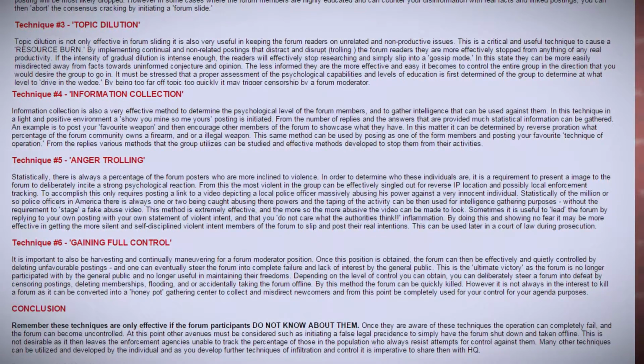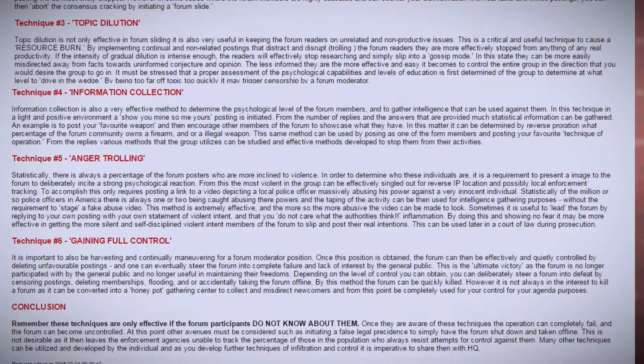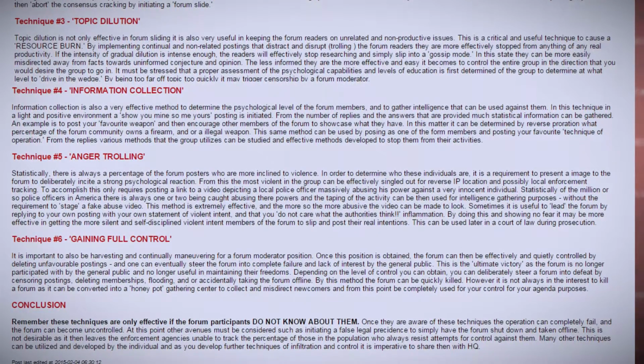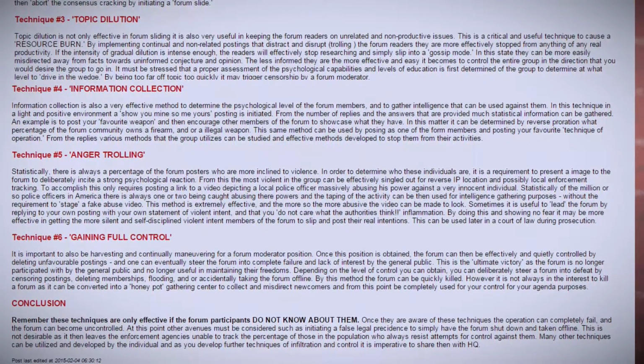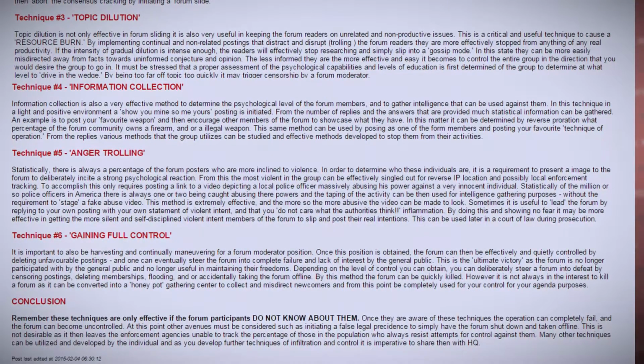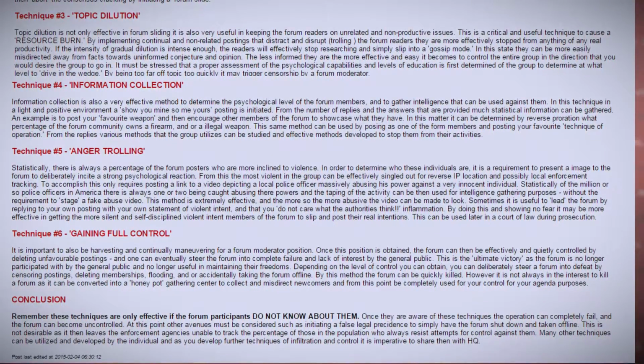Technique number 4. Information collection. Information collection is also a very effective method to determine the psychological level of the forum members, and to gather intelligence that can be used against them.